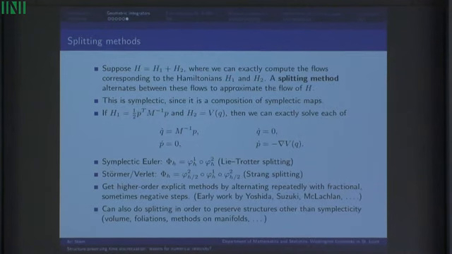And one of the nice things about the splitting methodology is you can use it for things other than Hamiltonian systems. So if I have a system that might not be Hamiltonian, but maybe it's volume preserving, maybe I have a divergence-free vector field, if I can write that as the sum of divergence-free vector fields and integrate each of those exactly, then the composition of those is also going to be volume preserving. And you can do this for systems that preserve foliations. You can also do it for methods on manifolds, not just in Euclidean space. And there's a large literature out there on splitting methods.